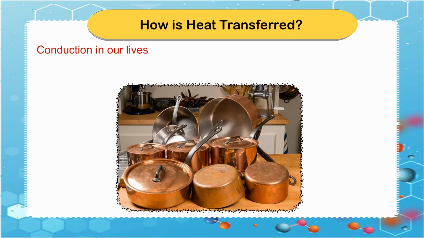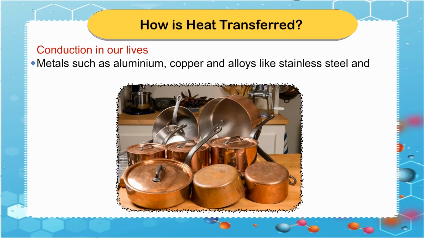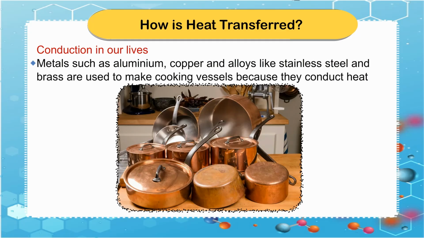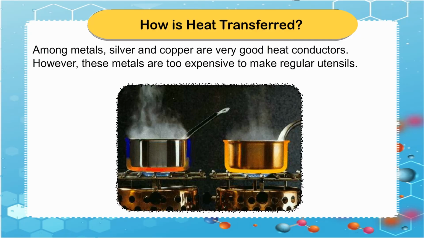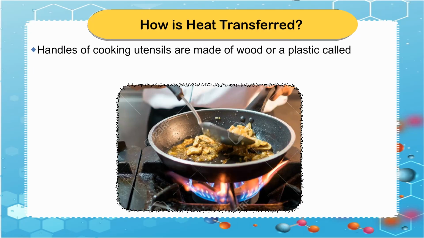Conduction in our lives. Metals such as aluminium, copper and alloys like stainless steel and brass are used to make cooking vessels because they conduct heat quickly. Among metals, silver and copper are very good heat conductors. However, these metals are too expensive to make regular utensils. Handles of cooking utensils are made of wood or a plastic called bakelite, as these are insulators of heat.